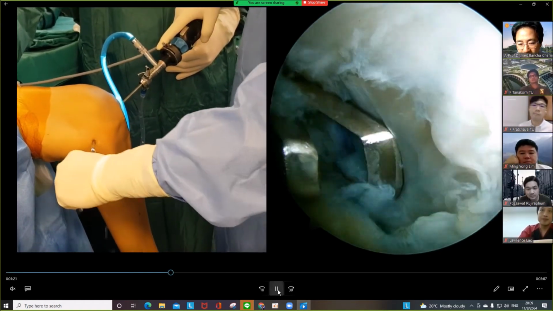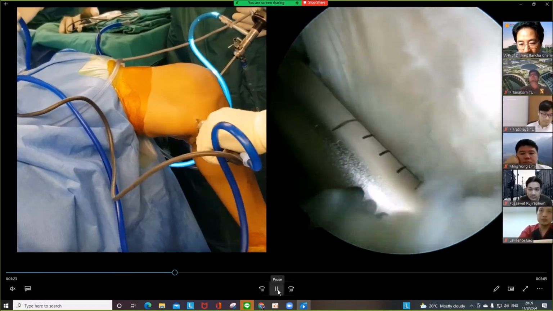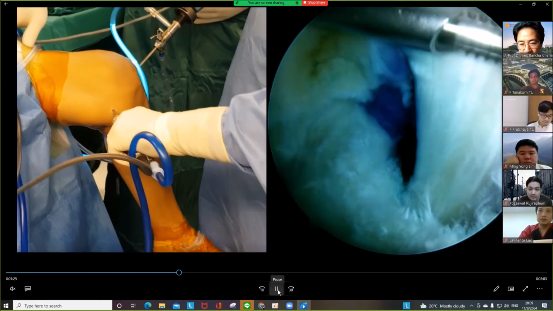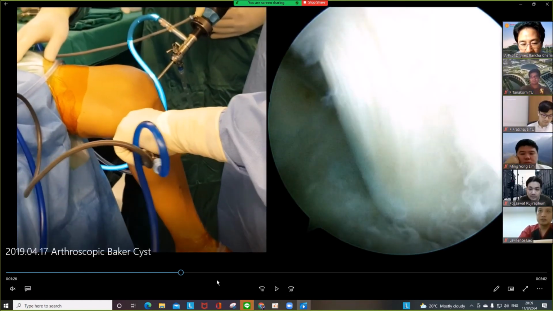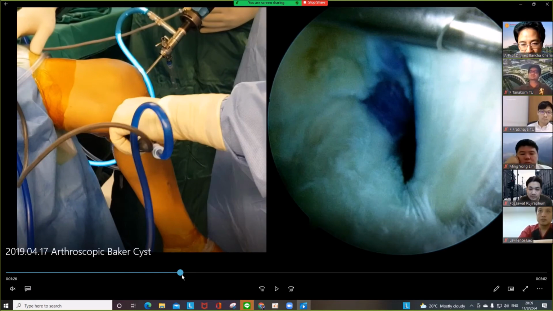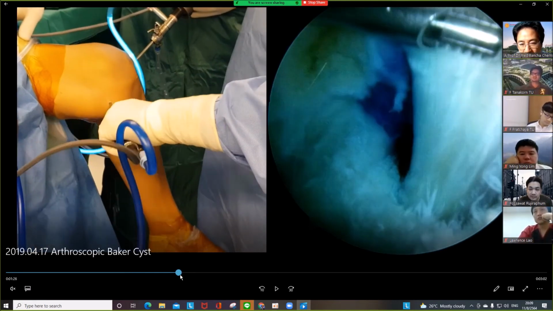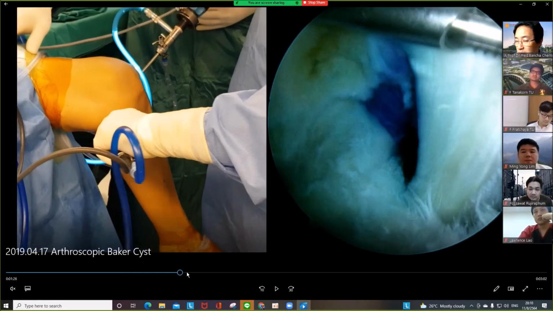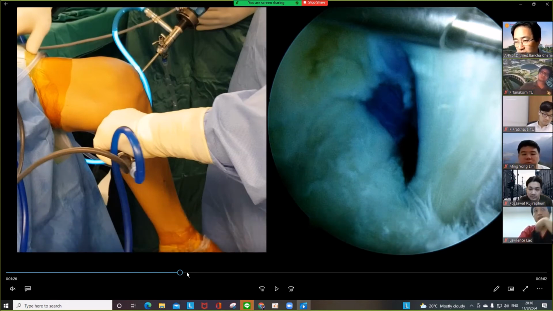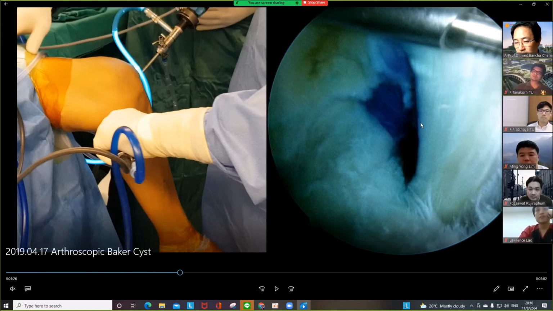You see that it's leaking. So now I clean and remove. You see, I need to push this to open the cyst. Sometimes I use the shaver. Sometimes I use the suture retriever to push the gastrocnemius to the central. And then you see this dye, right? You follow the dye into the cyst.